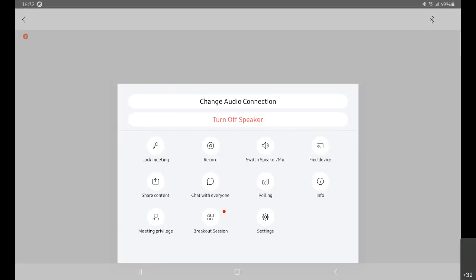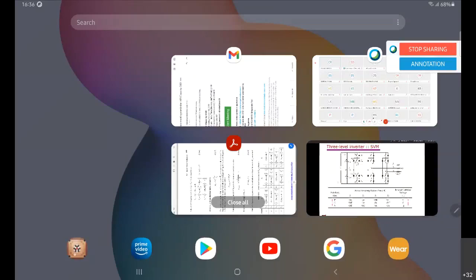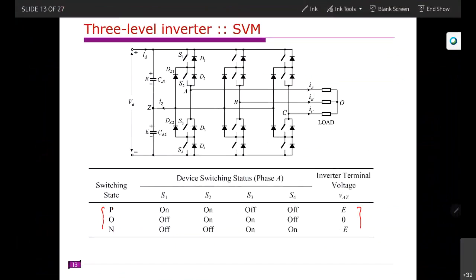Sir, screen is not visible, sir. Now it is visible. Yes, sir.